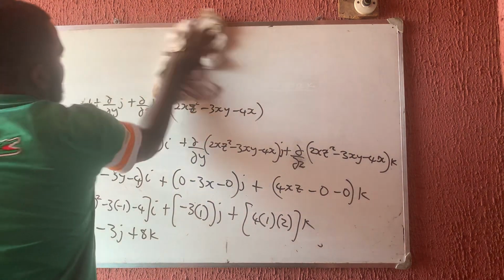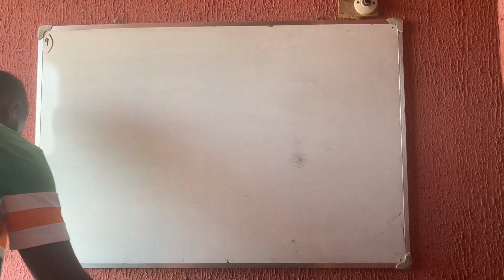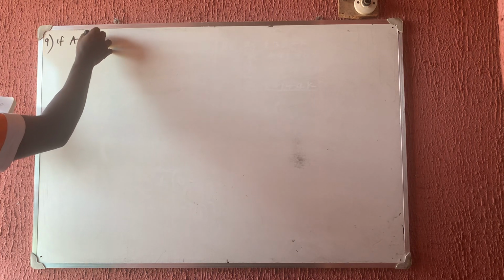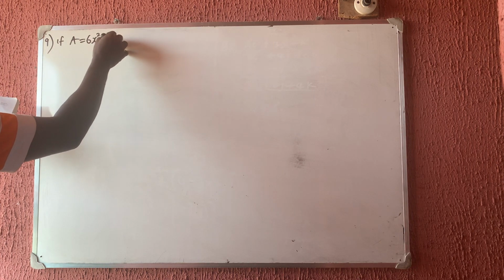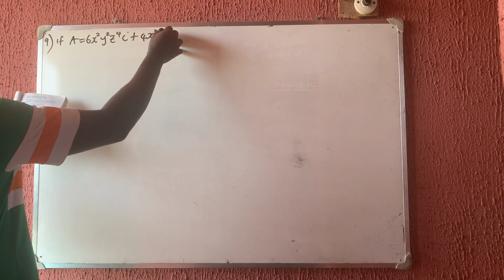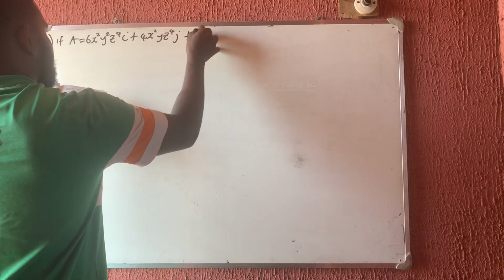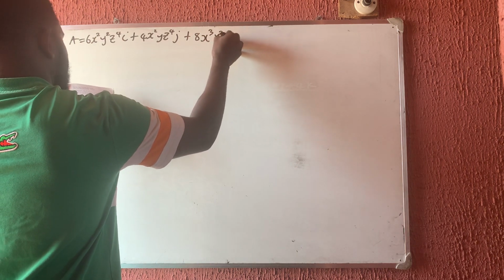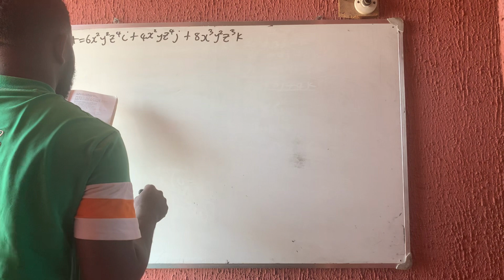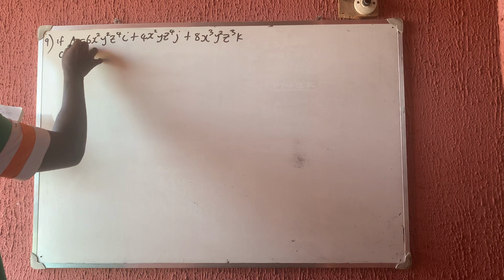Very, very simple. Question number 9. So question number 9 here said that if A is equal to 6x squared y squared z raised power 4 i plus 4x squared y z raised power 4 j, plus 8x raised power 3 y squared z raised power 3 k. They now said that we should calculate this dot this.